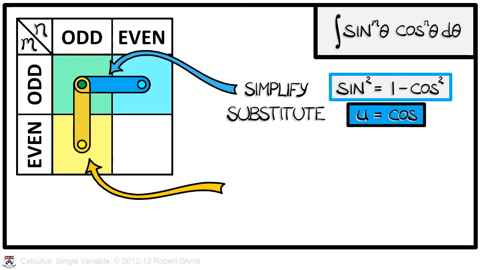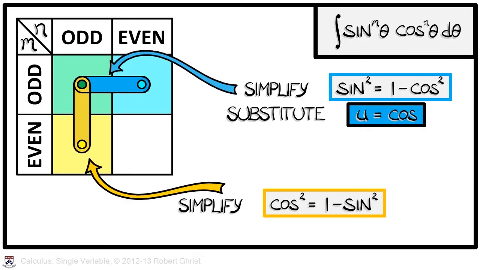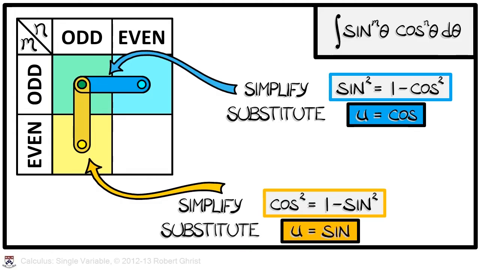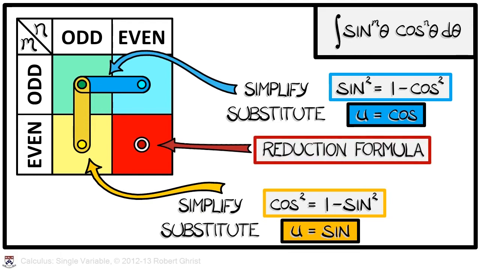Likewise, if n, the power of cosine, is odd, you perform a similar simplification. Expand out cosine squared as 1 minus sine squared, and then substitute u equals sine. The one remaining case is when m and n are both even. In this case, a substitution will not work. A reduction formula is required. This tends to be a bit more involved and difficult. This is the case that is going to cause us a little bit of trouble.